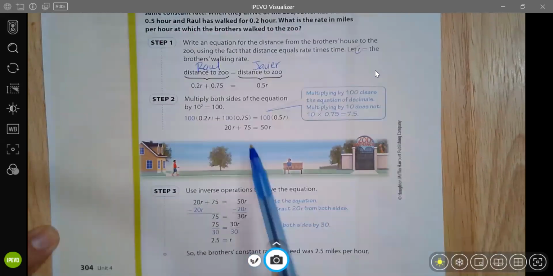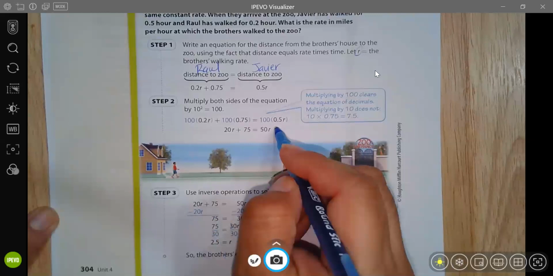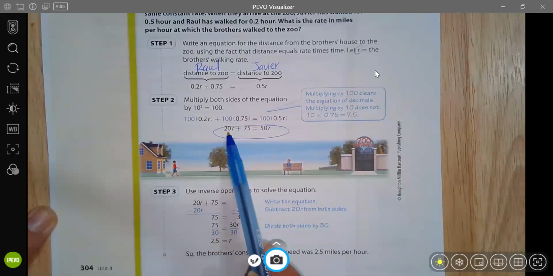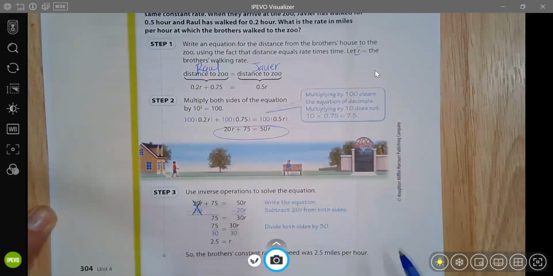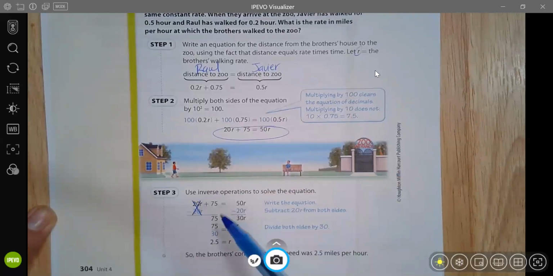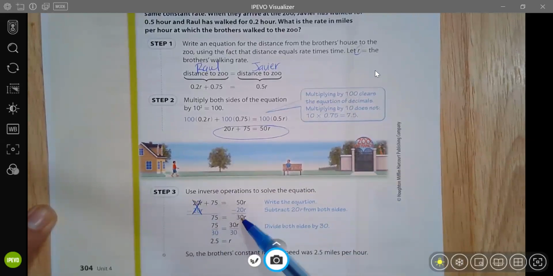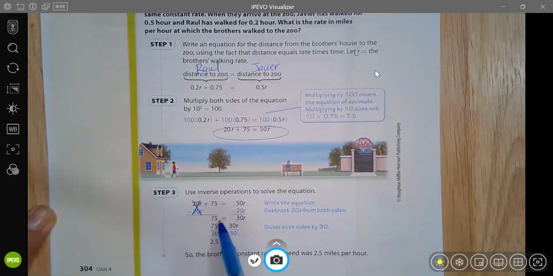All right, so now they're going to use inverse operations to solve this problem. The first thing they do is move over the 20R. Since it's positive, we have to subtract 20R from both sides. So 20R minus 20R cancels out. What I do on one side, I do to the other. 50R minus 20R leaves us with 30R, and they drop down the 75. So now we have 75 equals 30R.